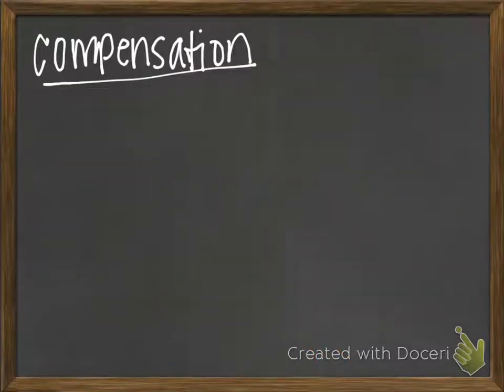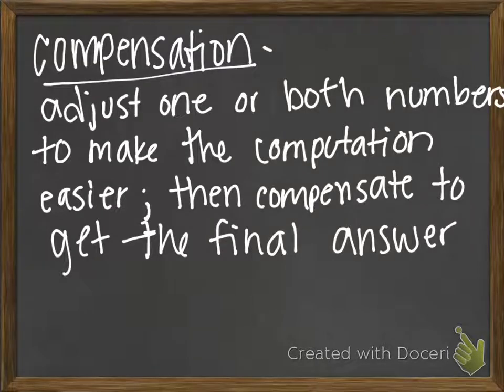Sorry, I lied, there is one more vocabulary word, and it is compensation. Compensation means to adjust one or both numbers to make the computation easier, then compensate to get the final answer. So you will be adjusting two numbers and adjusting the final answer. That is all that means. I will show you how that is done next.